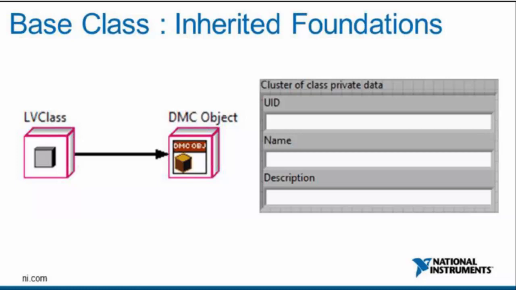So what type of class private data would make sense to go into a base class? The first and perhaps most important thing that we found really made a lot of sense was to put a unique identifier in this base class.